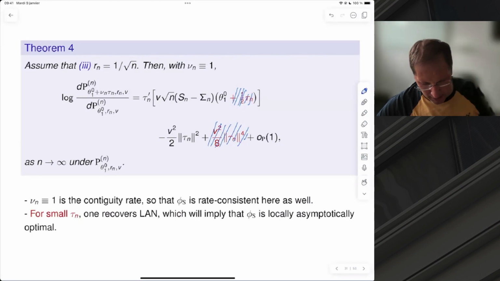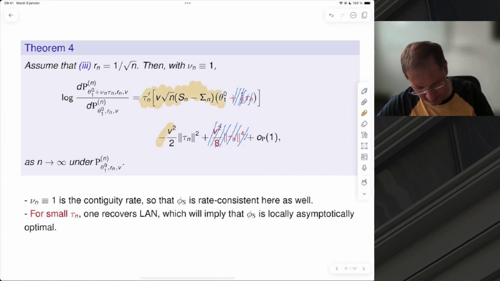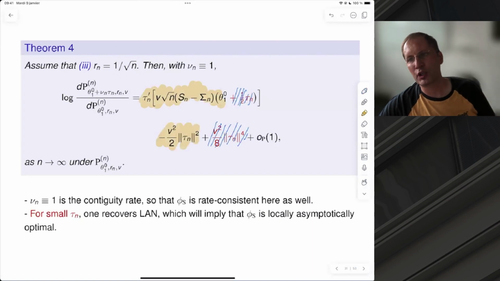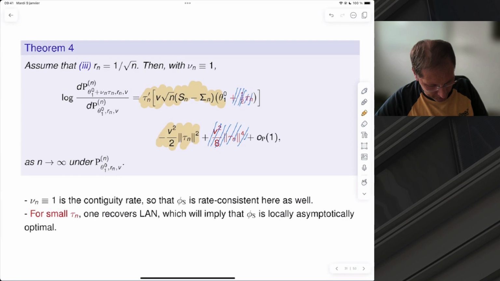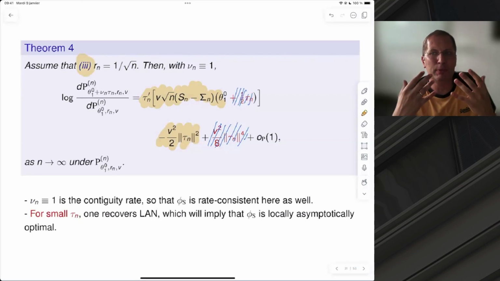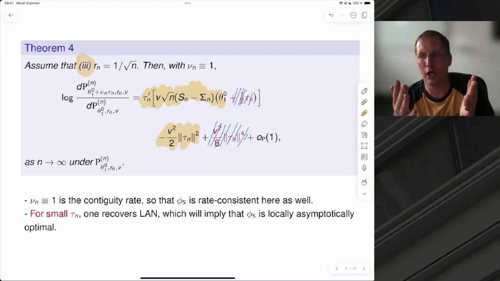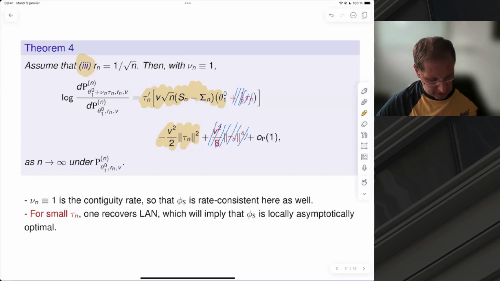And if I do this now, I'm back to an exact LAN thing again, a standard limiting Gaussian experiment, where I can claim that the corresponding test will be optimal. And if you do that, then you get the score test again. So the score test in this complicated regime 3 will not be optimal for any tau, but it will be locally optimal, I would say, if you don't deviate much from the null hypothesis.